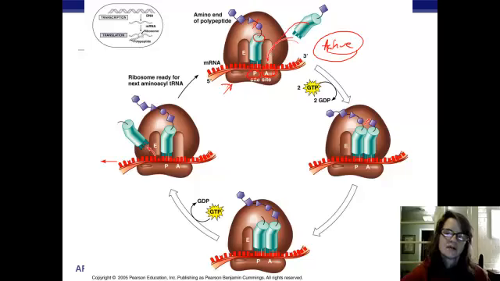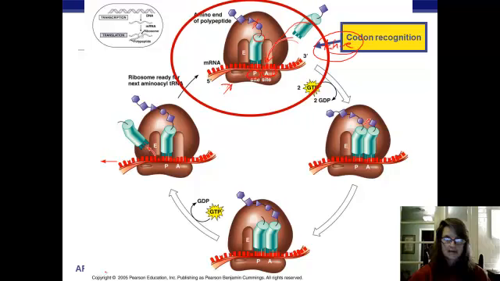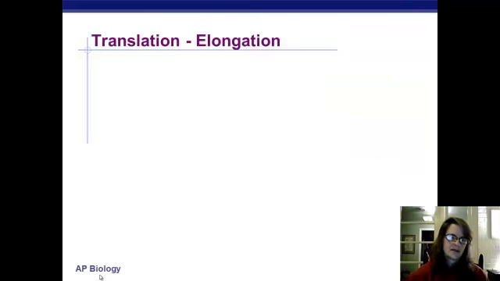So the tRNA comes in to the active site, sees if it's a match. Okay? If it is, then we're going to engage in the next step. If it's not, then it will be discarded. So that is codon recognition happening at the active site on the ribosome right there. Okay?